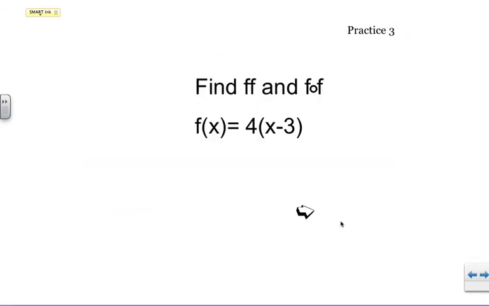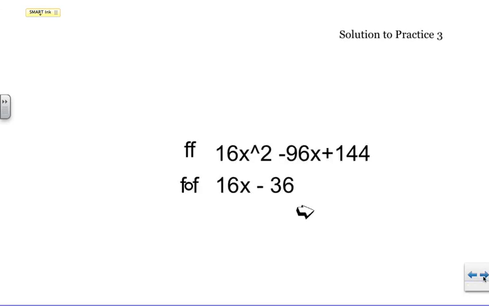And here's your example I want you to work on your own, your practice problem. And here's your solution. And I will see you tomorrow.